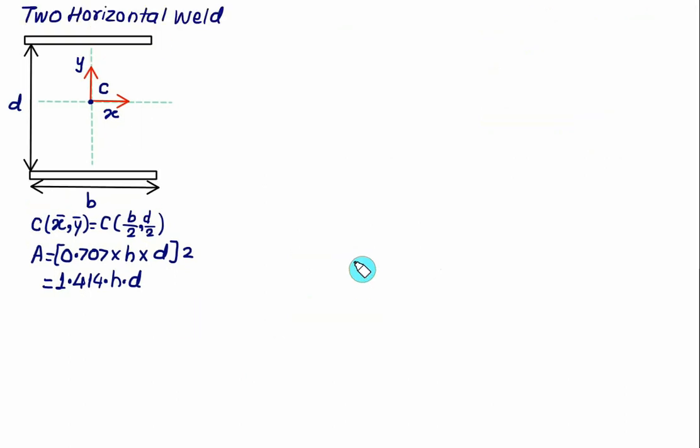Now consider here the two horizontal welds. This time we have weld length equal to b and the distance between the two welds equal to d. So the basic procedure remains the same. You can draw here the symmetry line and we can locate the coordinates of the centroid. Since I have not changed the dimensions b and d, we have x coordinate is b by 2 and y coordinate is d by 2.